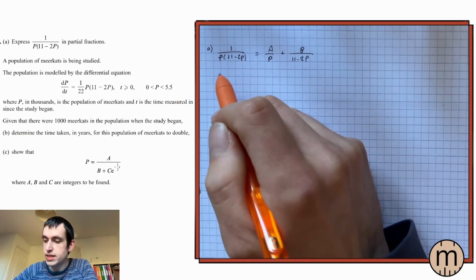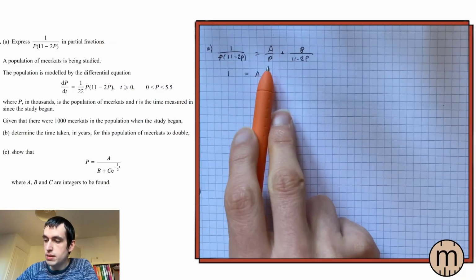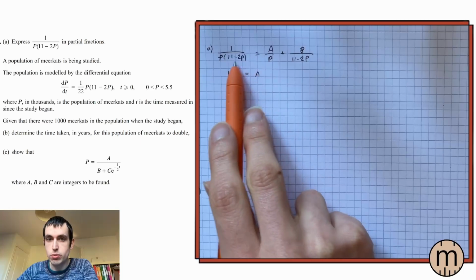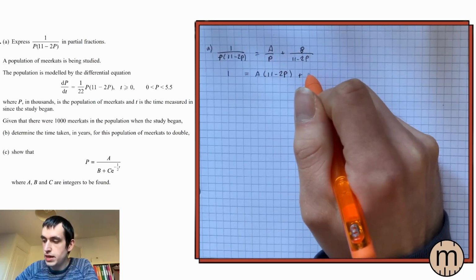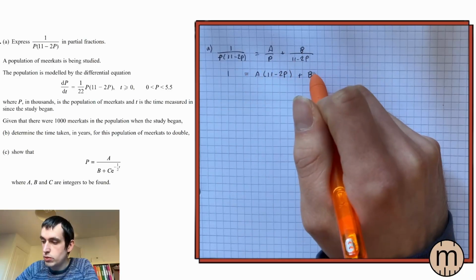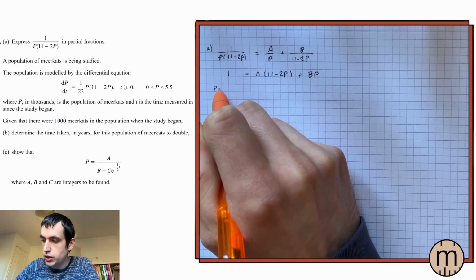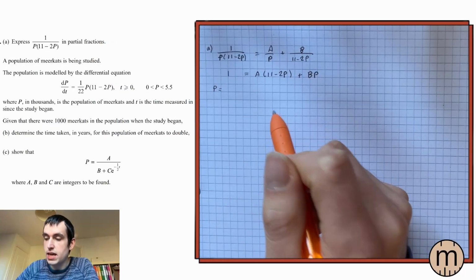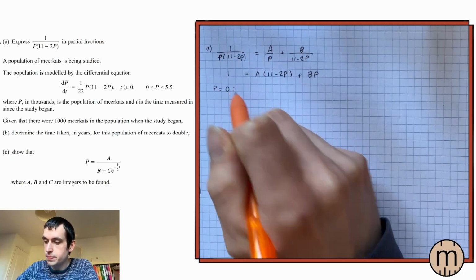If we times the left-hand side by this denominator, we get just 1. If we times a by this denominator, the p's will cancel, and we'll be left with 11 minus 2p. Similarly, if we times b, the 11 minus 2p's will cancel, and we'll be left with just bp. What we can do now is choose specific values of p such that we can find a and b quite easily. I'm going to let p equal 0.